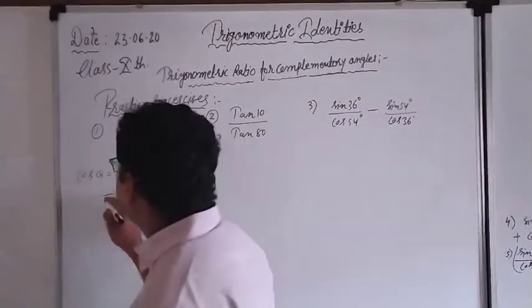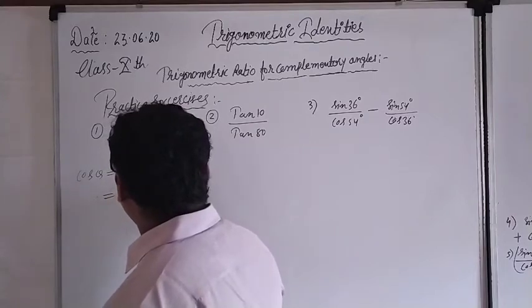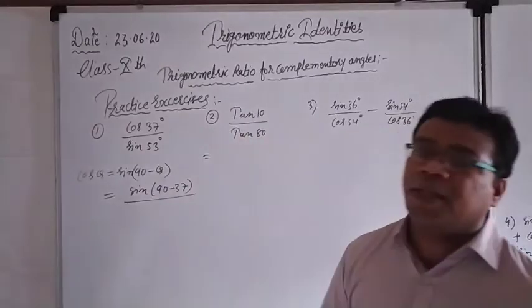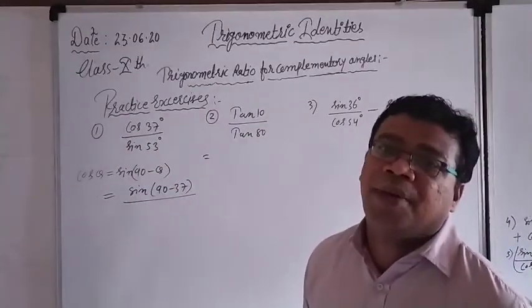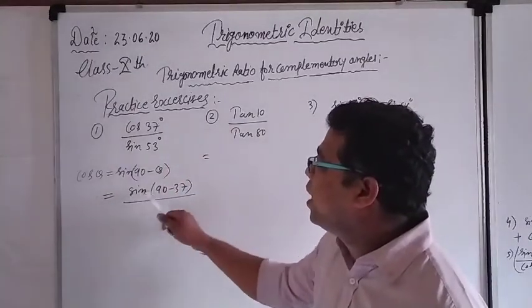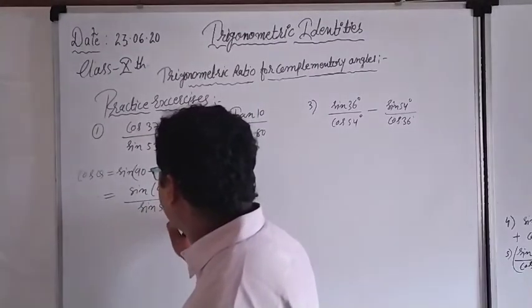Right now, see this cos 37. It can be written as sin(90 minus 37), according to the basic identity cos theta is equal to sin(90 minus theta). In the place of theta, 37 has been written. So this could be written as sin(90 minus 37). Nothing else. After that, this question is going to be very easy.